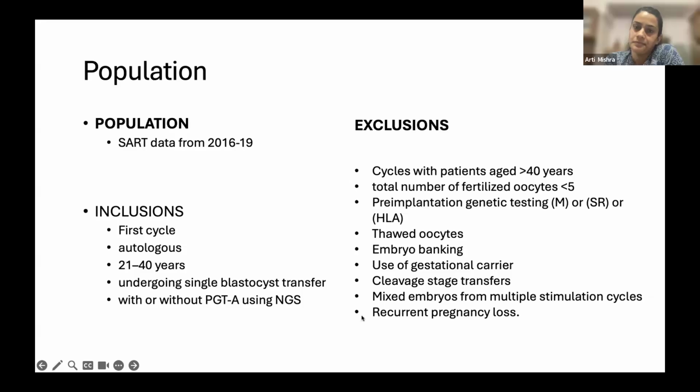The second is recurrent pregnancy loss. PGTA was offered to women up till a certain point, maybe in the duration that the study has been done, 2016 to 19. So those cases have also been excluded. Whenever I generalize these results, I know that it cannot be generalized to the poor responder. It cannot be generalized to the women who have had a history of recurrent pregnancy loss and are in fact going through PGTA for that indication.